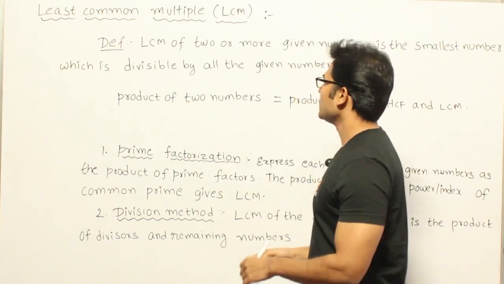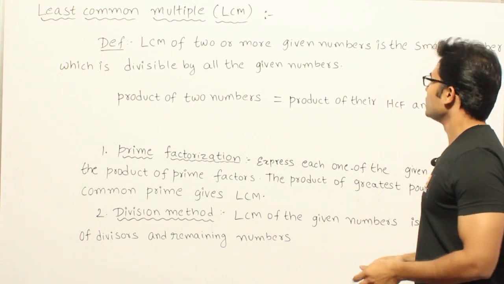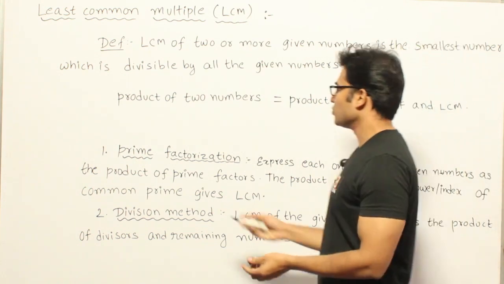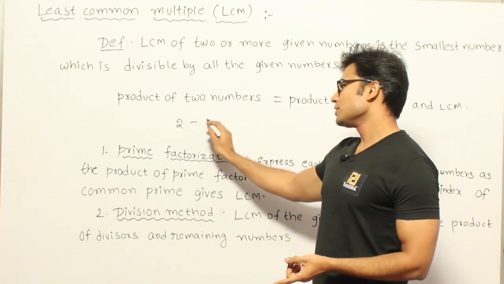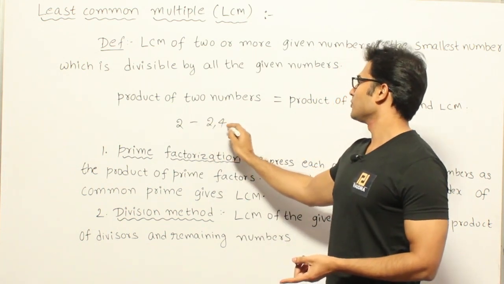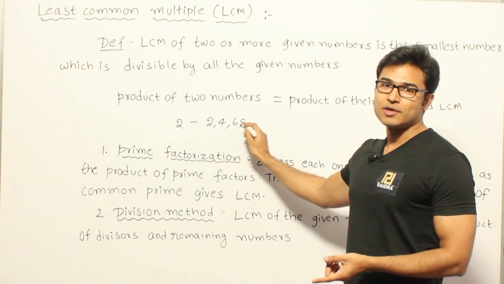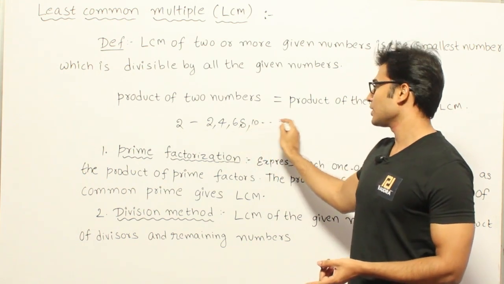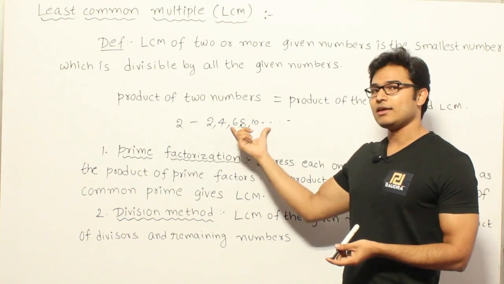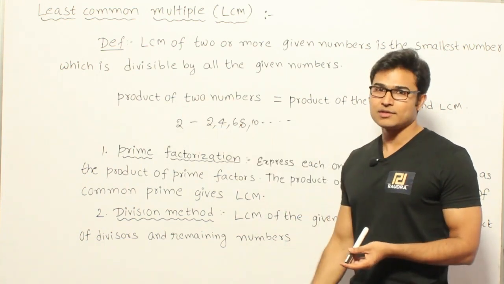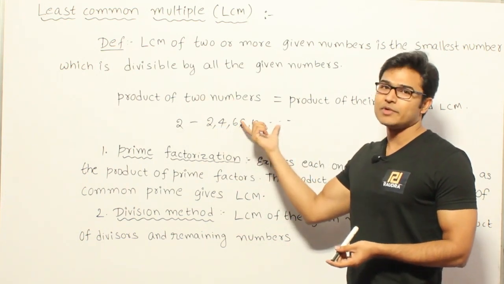What I mean to say is, if you take 2, what are all the multiples of 2? 2 is a multiple of 2, 4 is a multiple of 2, 6 is a multiple of 2, 8 is a multiple of 2, 10 is a multiple of 2, and so on. So you cannot find out all the multiples. Unlike finding the factors, finding all the multiples can't be done.